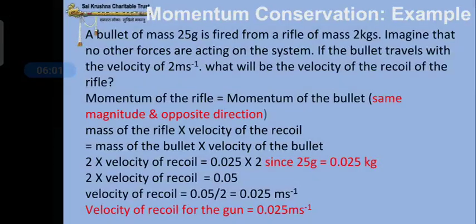So the momentum conservation example: a bullet of mass 25 gram is fired from a rifle of mass 2 kg. Imagine that no other forces are acting on the system. If the bullet travels with the velocity of 2 meter per second, what will be the velocity of the recoil of the rifle? What you have to do is equate the momentum of the rifle to the momentum of the bullet, yes or no? Momentum of the rifle is given by mass into velocity. When you solve, you will get the velocity of recoil for the gun as 0.025 meter per second. Is it clear, children?